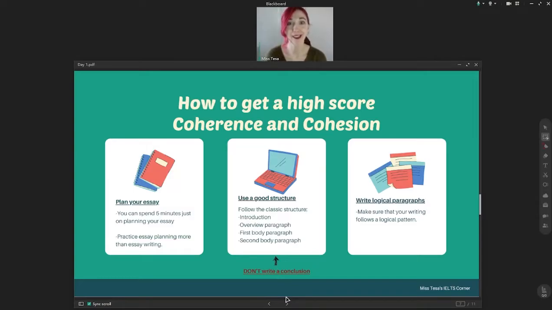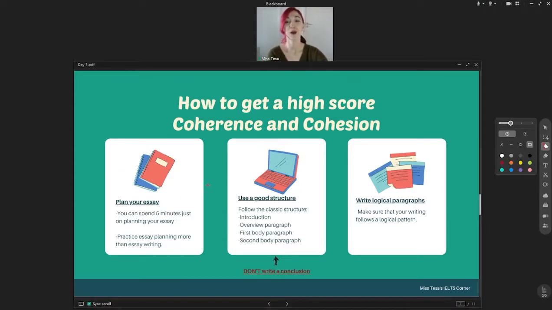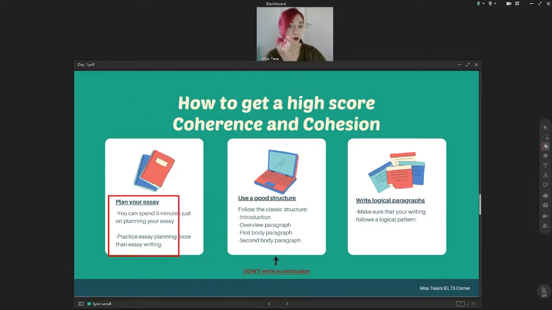But now, let's talk about coherence and cohesion. What's really important with coherence and cohesion is that your essay is logical. It follows some sort of logical pattern, okay? So that's why it's important to plan your essay.